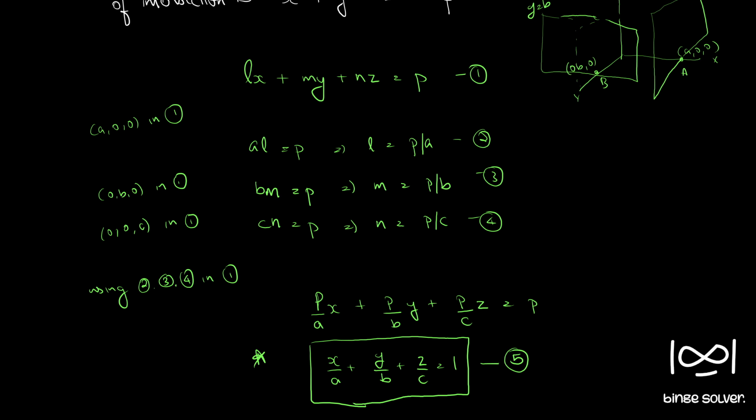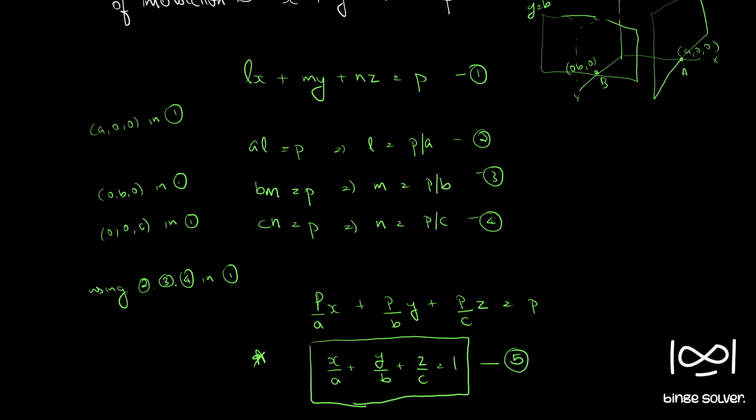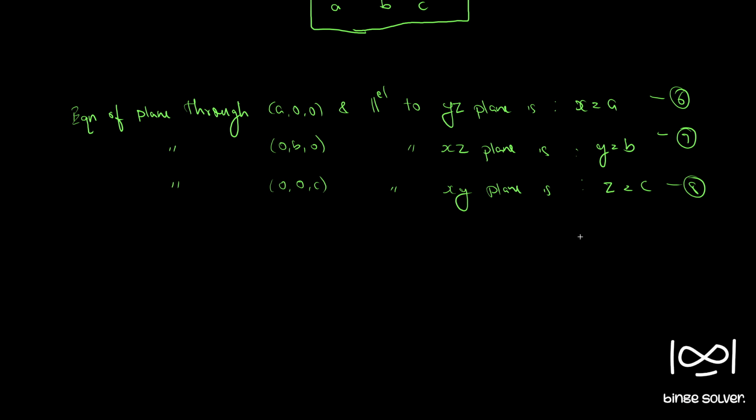Now they are asking, through A, B, C planes are drawn parallel to the coordinate planes, show the locus of the point of intersection. So they are asking about the locus of points of intersection. If you take an arbitrary point (x1, y1, z1), it will satisfy all these three planes. So x, y, z will be the coordinates of the point of intersection of these three planes.